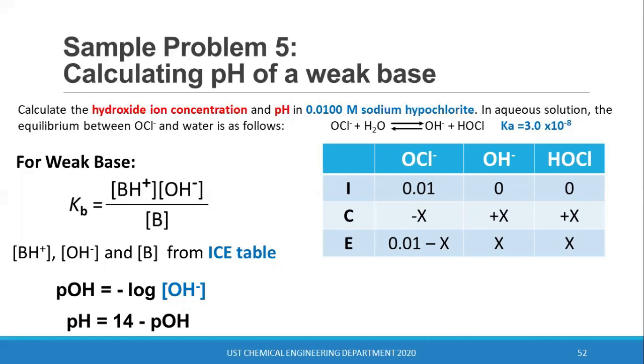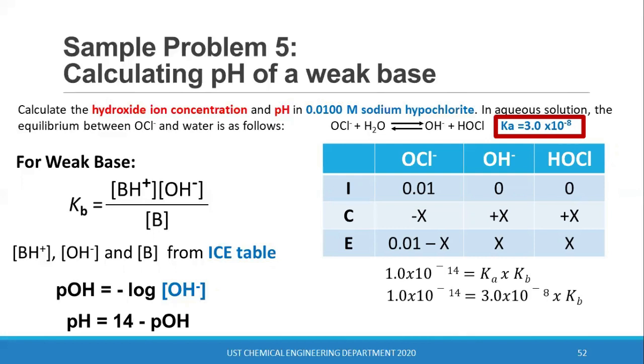Since Ka was given instead of Kb, we need to compute first for Kb using the following expression. Substituting the value of Ka will result in the following value of Kb. Kb now is computed to be 3.33 times 10 to the negative 7.